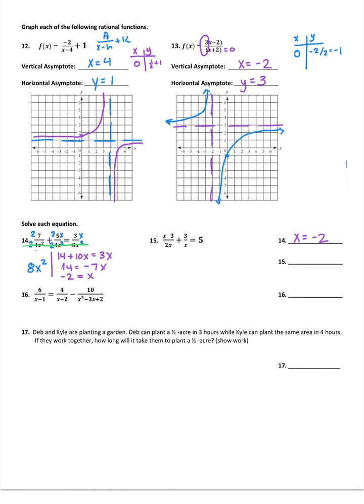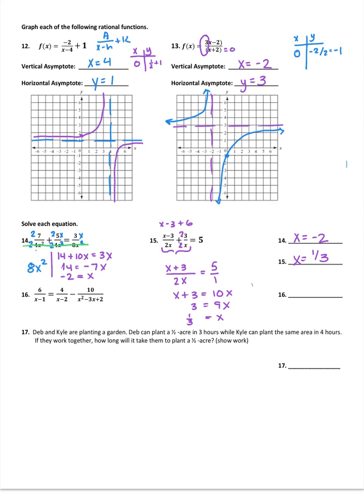On number 15, I'm going to create a proportion. And so what I'm going to first do is just multiply this by 2x over 2x to give that term a common denominator, so that I have x minus 3 plus 6, which is the same thing as x plus 3. That equals 5 over 1. So when I cross multiply, I have x plus 3 equals 10x. So 3 equals 9x. So x is going to equal 1/3.